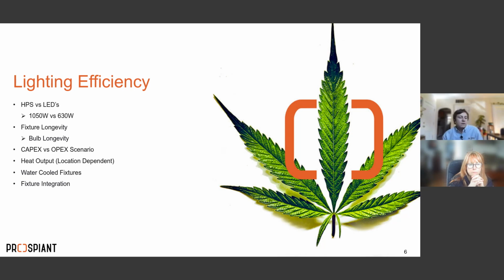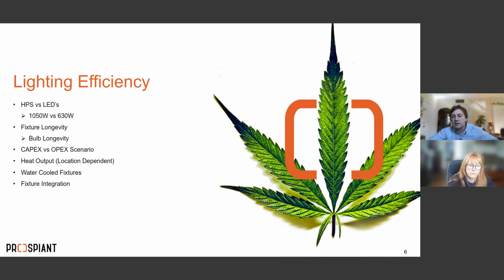And then there's fixture longevity. What are your HPS lights rated for? Is a bulb rated for 5,000 hours of light, or 10,000 hours of light, versus an LED at 50,000 or 100,000 hours of light?